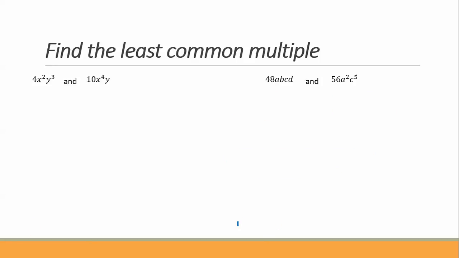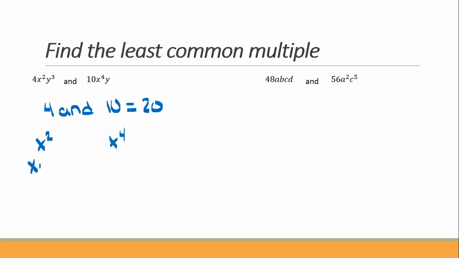So let's add some variables in there and see if we can extrapolate. The first thing you do when you have variables and numbers is look at our numbers. So we knew that the least common multiple of 4 and 10 is 20. Now we want to find the least common multiple of 4x squared y cubed and 10x to the fourth y. So we found the least common multiple of 4 and 10 was 20. Now we want the least common multiple of x squared and x to the fourth.